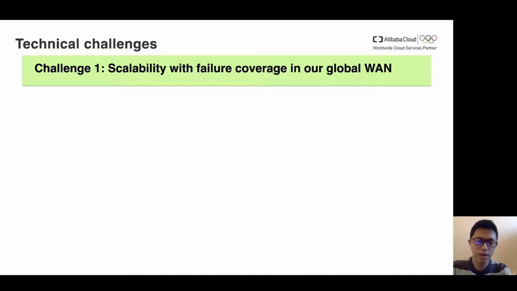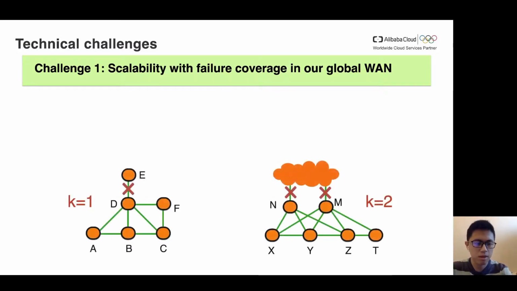Building the 火眼 system requires us to address two technical challenges. The first challenge is how to reason about the properties of our global WAN in a scalable way, especially when considering failure cases. We call the reachability under failure cases the k-failure property, which means whether the reachability holds if arbitrary k links or nodes fail. In the first example, k should be 1, because if the link between D and E fails, the original reachability no longer holds. In the second example, k is 2, because if these two links fail, the reachability is violated.